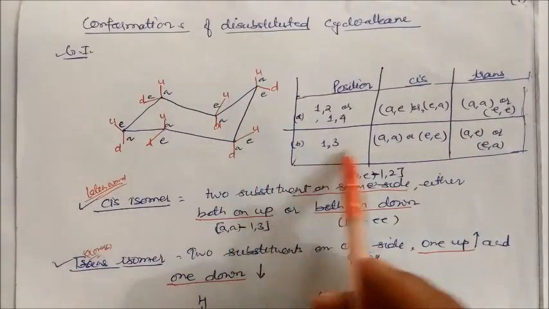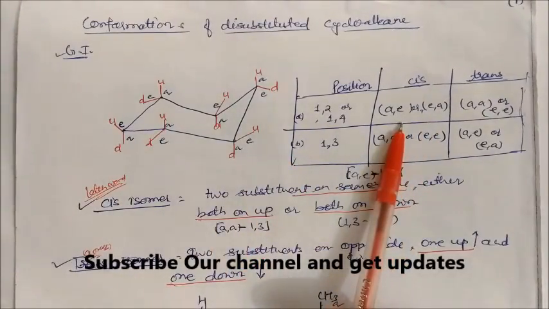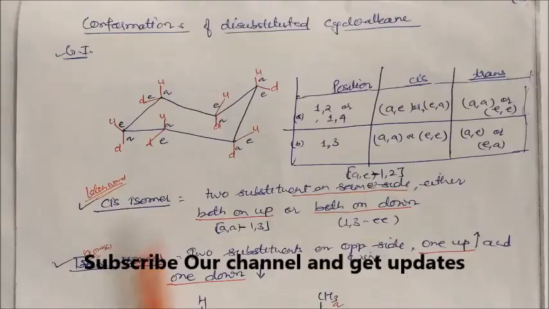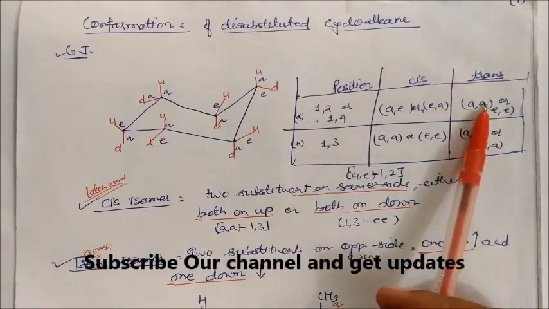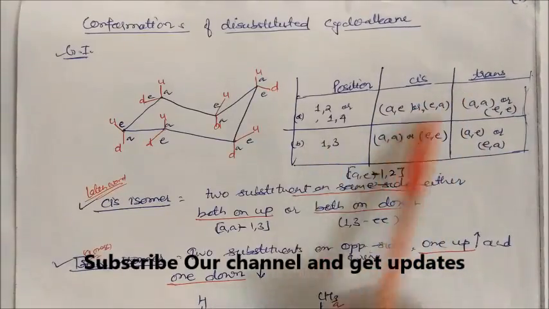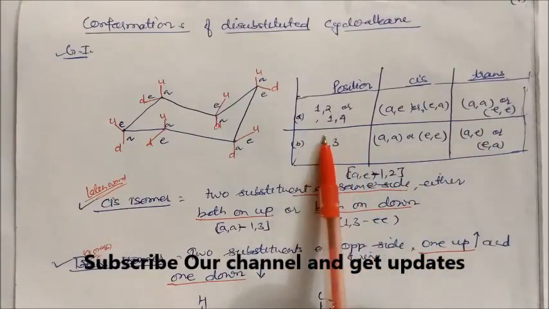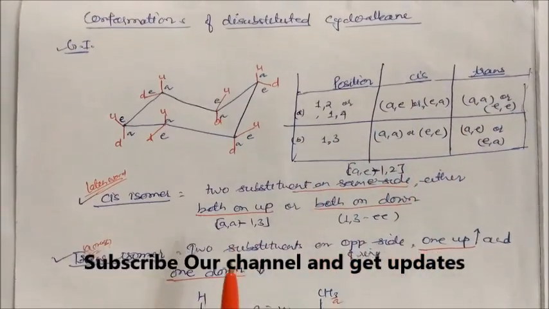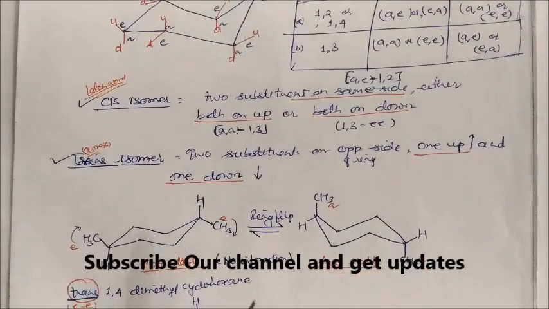You have to remember this formula, because only this table will help you in solving many problems. So remember: if you take 1, 2 or 1, 4, double A will be trans, and AE, EA will be cis. The opposite holds for 1, 3. Based on this table, we will learn the stability of the disubstituted cyclohexane.